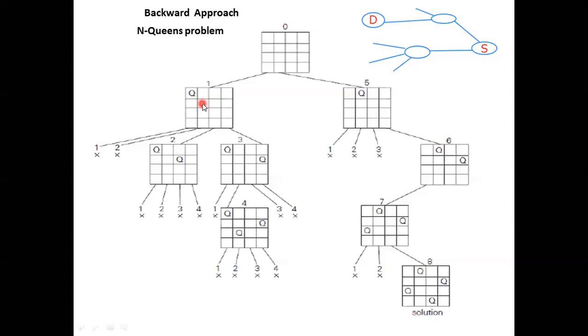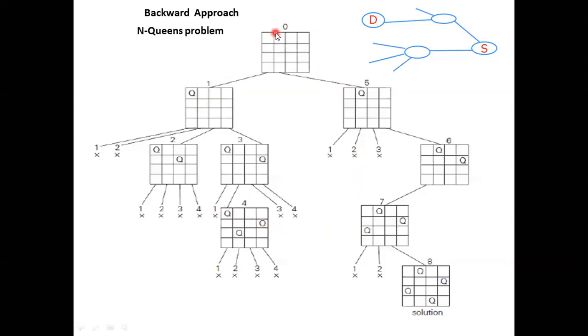We can keep one queen on one row, maximum one queen only per row. The second rule, we cannot keep the queen in the same column, and the third rule, we cannot keep the queen diagonally. Right. Now I am going to explain how it is solved.